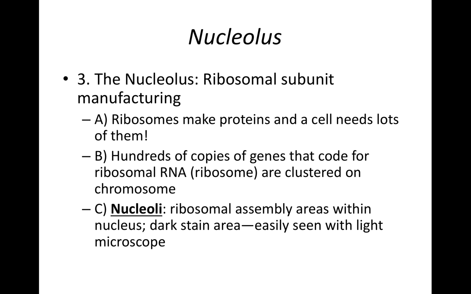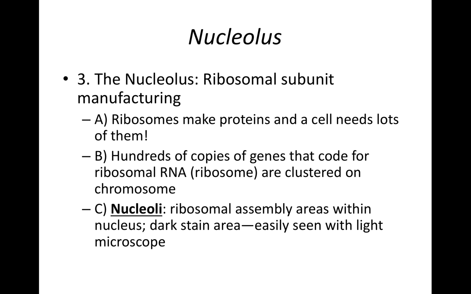All right, continuing on with the nucleolus here. The nucleolus is responsible for ribosomal subunit manufacturing. So this is where basically parts of ribosomes are made. Ribosomes make proteins, and a cell needs a lot of them. There are ribosomes everywhere inside the cell. So there are hundreds of copies of genes that code for ribosomal RNA, or rRNA. You may see that term. And so they get clustered on the chromosome.